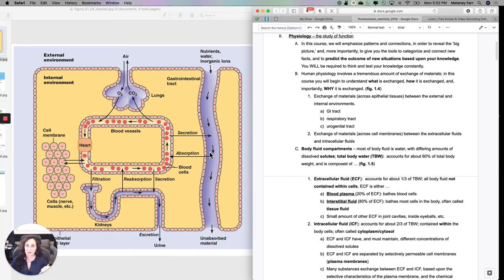Things, what do I mean? I mean gases in, gases out. Nutrients in, waste out, things in and out of the cells. So you're going to be doing a tremendous amount of exchange of materials. Now, a lot of the materials that you're exchanging, you have known for a while. So I won't be the first person to tell you that the human body takes oxygen in and gives carbon dioxide out. That's fine. You've known that for a long time.